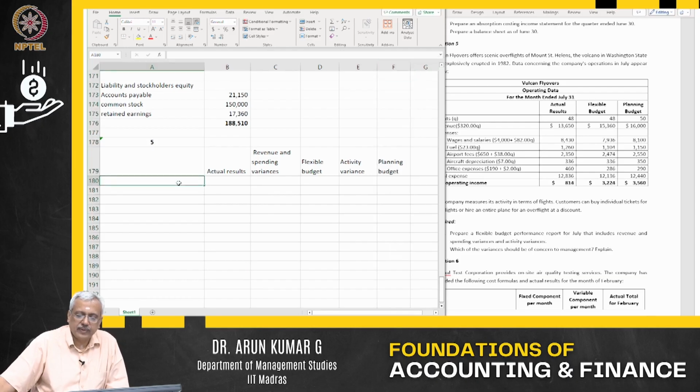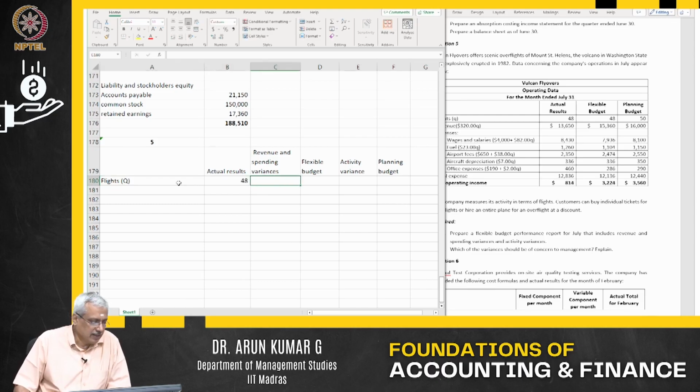Okay. First, let's start with flights. I'll denote it as Q. Actual results 48. Let us not look at the variance yet. Flexible budget 48. My planned budget was 50. Please note, I am looking at 2 variances, the revenue and spending variance, and the activity variance itself.